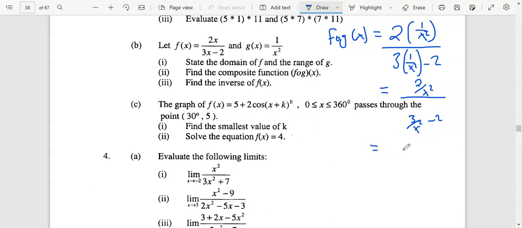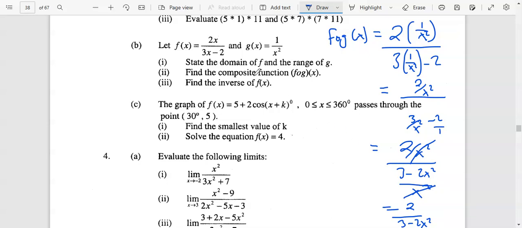So I can as well write this as 2 over x squared divided by, made as a single fraction, this is over 1. 3 times 1, that is 3, minus x squared times 2, that is 2x squared, divided by x squared. Then from here, this is x squared in the denominator, this is x squared, they'll cancel out. So the answer is just going to be 2 over 3 minus 2x squared. I hope that is okay. So that is f of g of x.